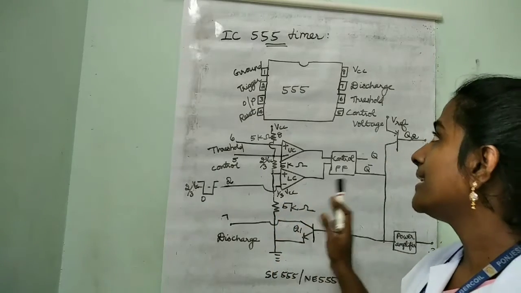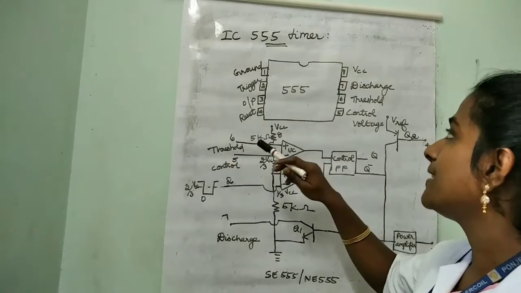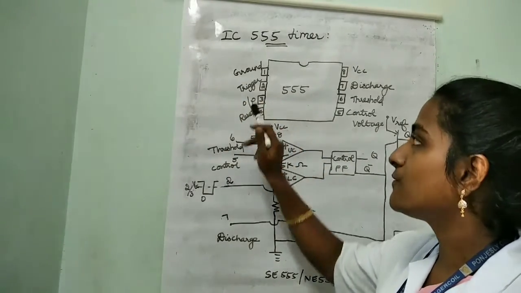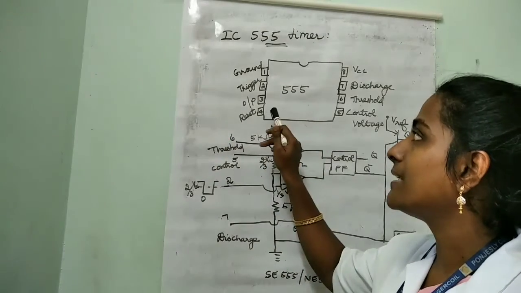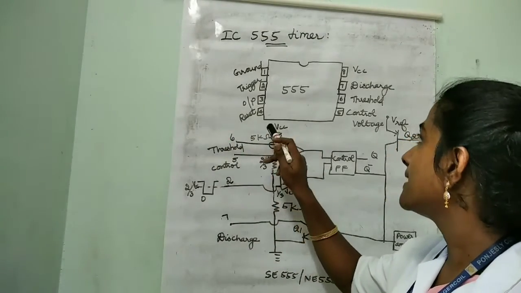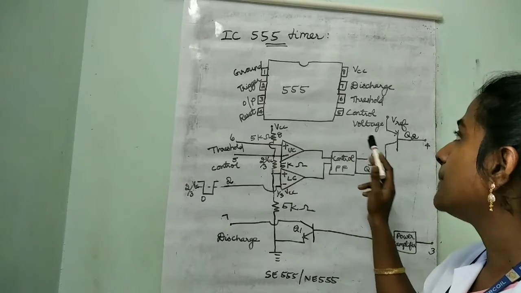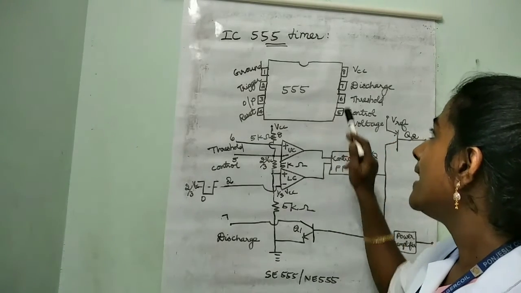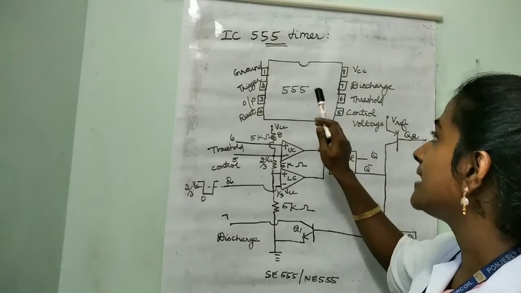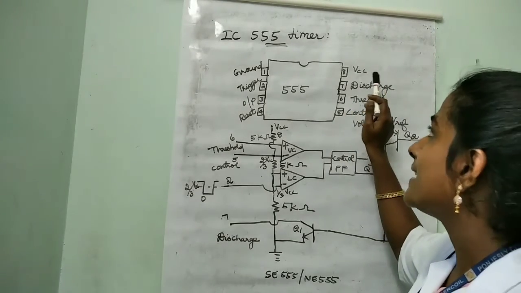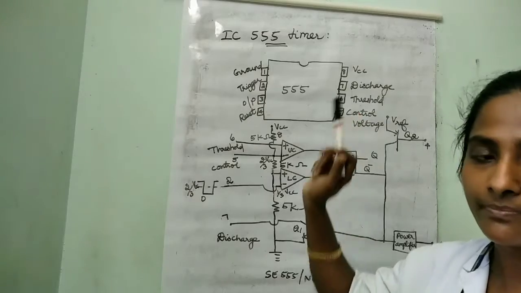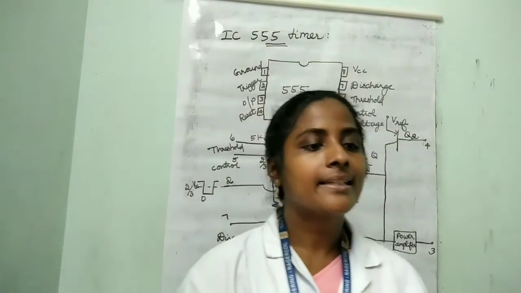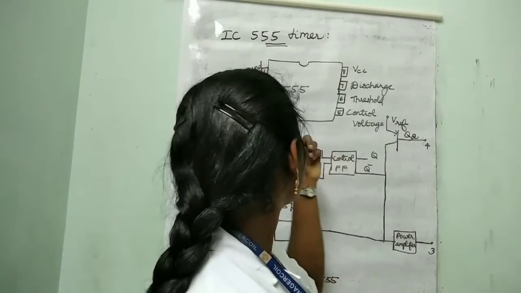In this pin diagram, pin number 1 is for ground, 2 is for trigger, the third pin is for output, the fourth pin is for reset, the fifth pin is for control voltage, the sixth pin is for threshold, the seventh pin is for discharge and the eighth pin is for VCC, that is, the power supply. Power supply is given at the eighth pin. The output is taken from pin 3.